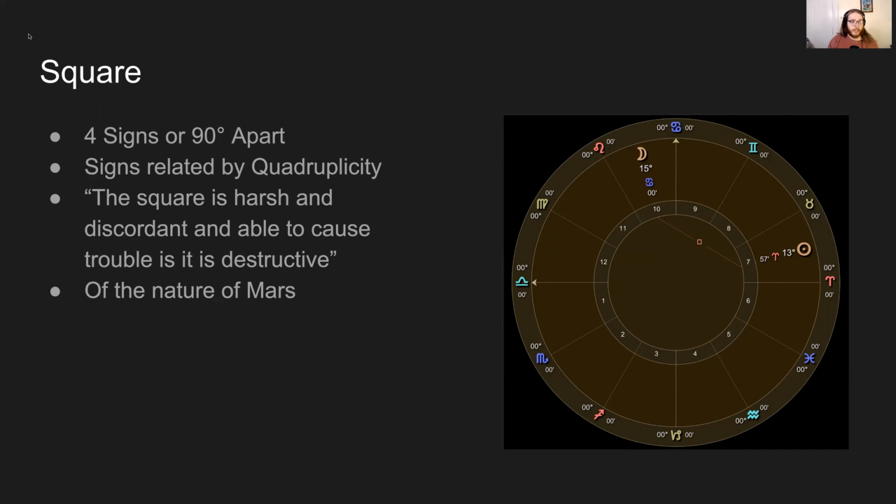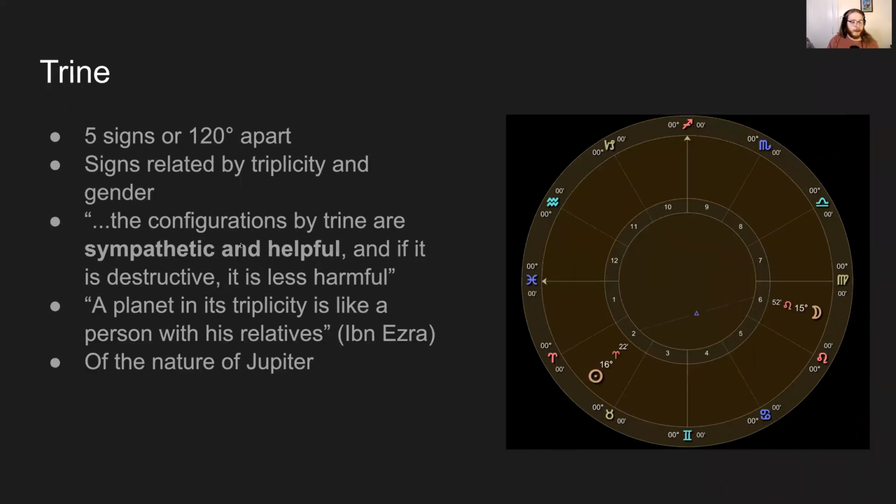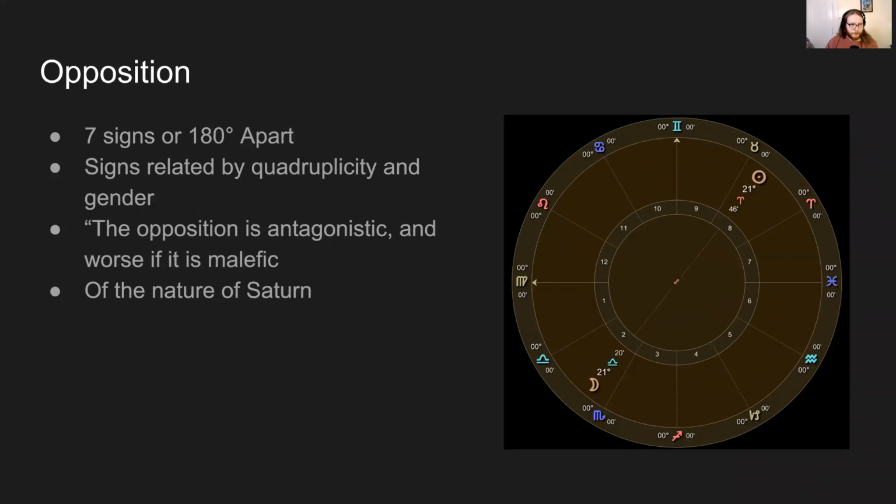The square is usually seen as one of the two more difficult aspects, and it's of the nature of Mars. And we're going to get to this "of the nature of" later. The trine, I don't know if I said it, is of the nature of Jupiter. So the trine is usually seen as the most positive aspect. And yeah, it's of the nature of Jupiter, and we'll see why later.